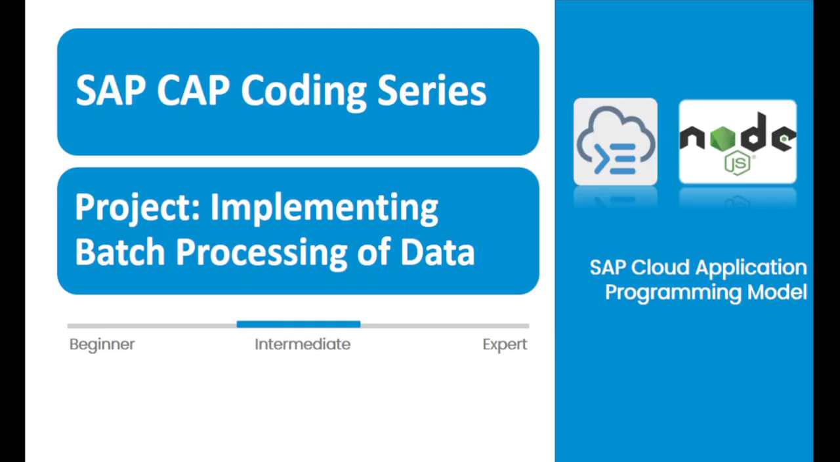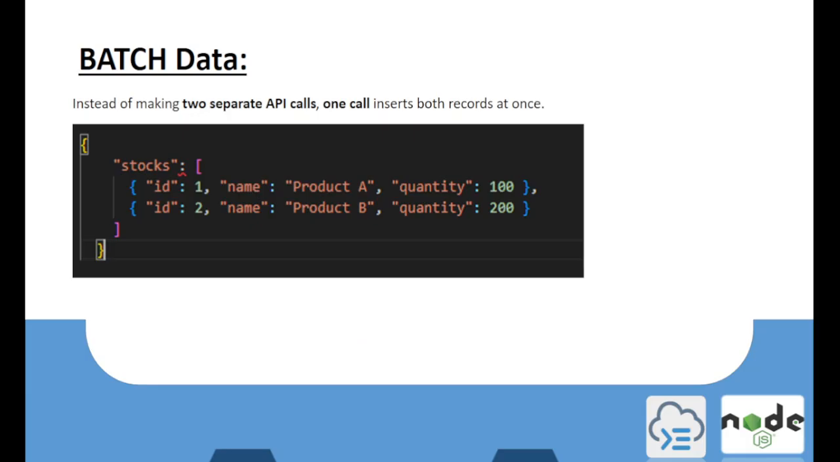And today we are diving into a really cool SAP CAP project. Here we will be implementing batch processing of data, and this is going to be super practical because this is exactly the kind of stuff you will face in real-time projects. Let's say you want to insert multiple stock records in SAP CAP. Instead of making separate requests for each record, you send one request with an array of stocks.